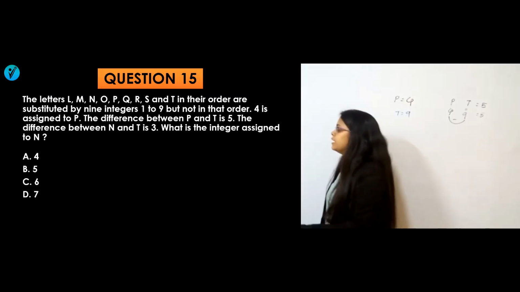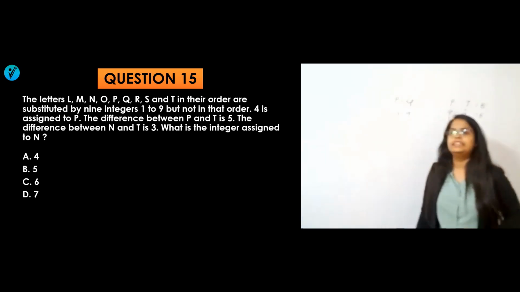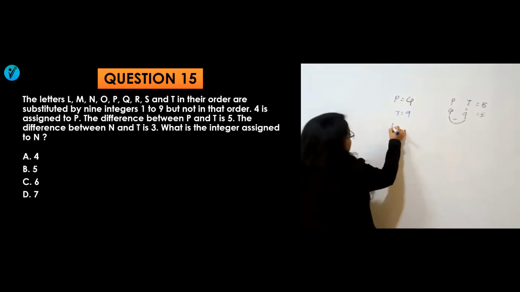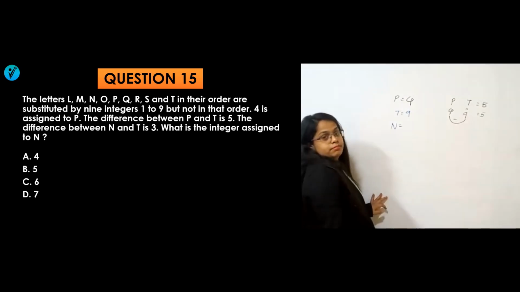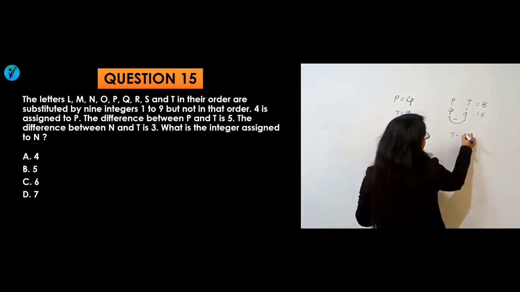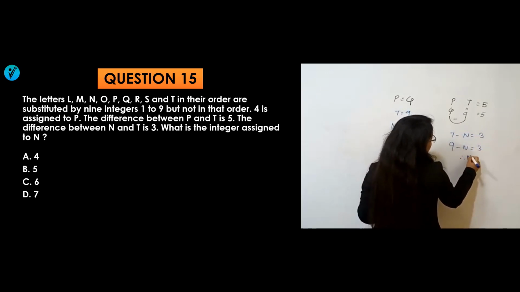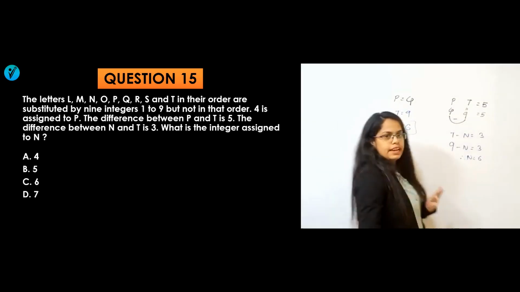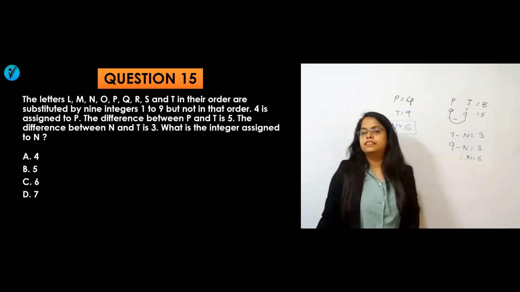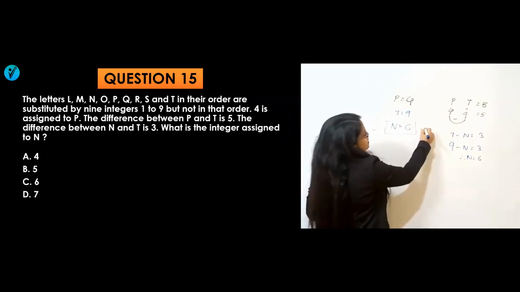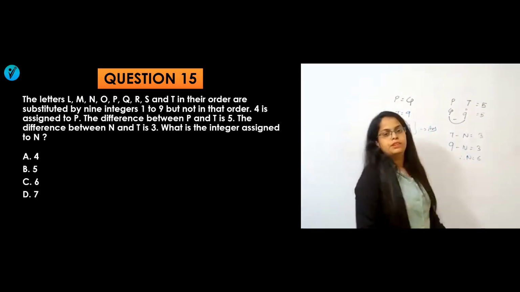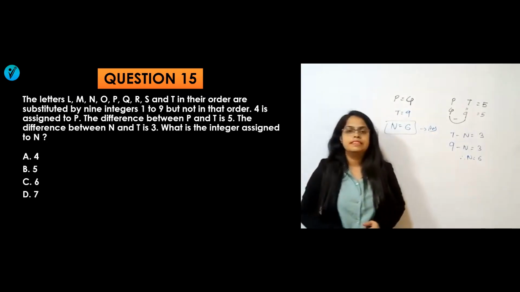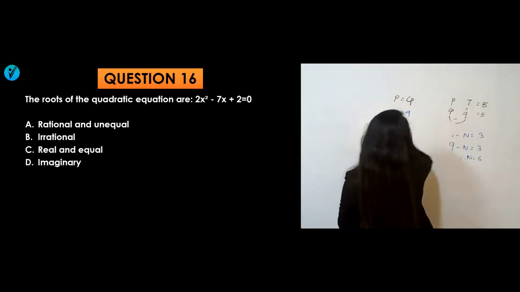Then they are saying that the difference between N and T is 3. If T is 9, then what can N be? T minus N is equal to 3, where T is 9, so N must be equal to 6. Then they are asking what is the integer assigned to N? Obviously, 6 is assigned to N. So the answer will be option C. Easier.